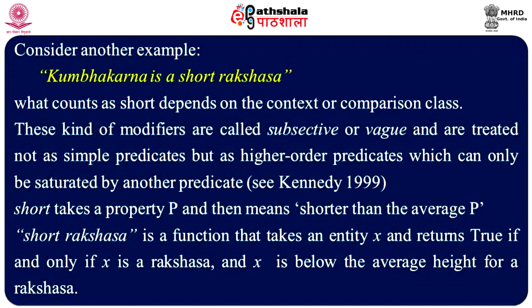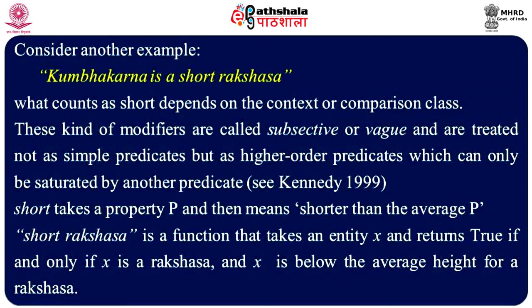For example, the truth conditions for Kumbhakarna is a short Rakshasa are not the same as Kumbhakarna is short and Kumbhakarna is a Rakshasa. If Kumbhakarna is 10 feet tall and the average height for Rakshasas is 15 feet, he is a short Rakshasa. But Kumbhakarna is tall by human standards. So what counts as short depends on the context or the comparison class. When short is combined with Rakshasa, the comparison is restricted to only other Rakshasas.